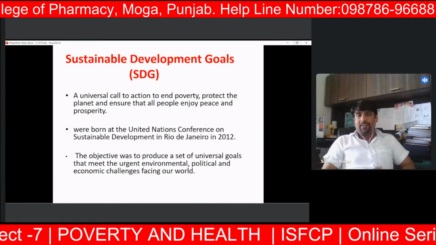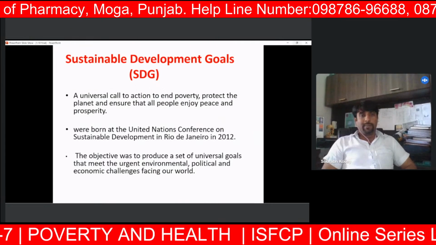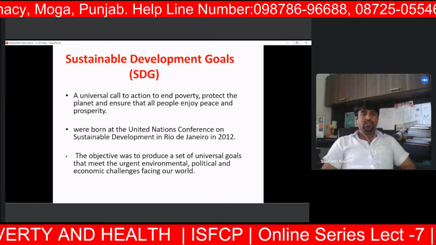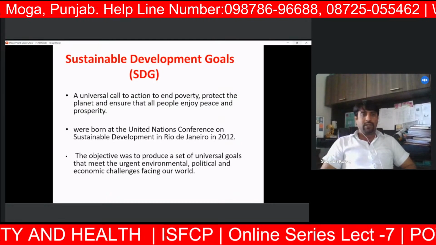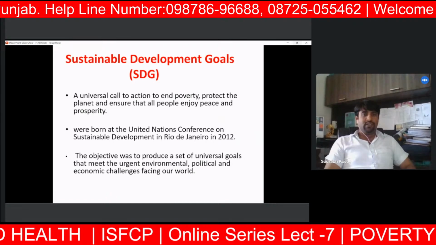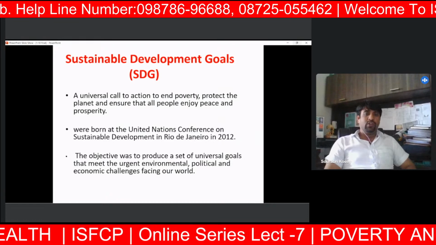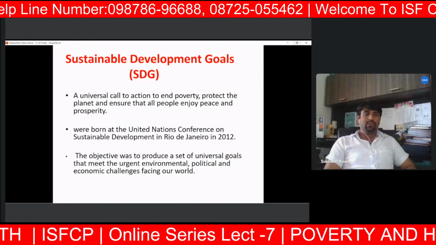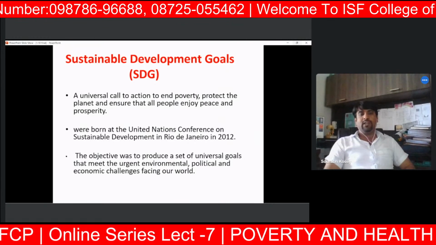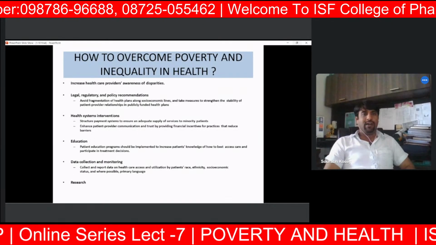And then comes the SDGs, called the Sustainable Development Goals, a universal call to action to end poverty, protect the planet, and ensure that all people enjoy peace and prosperity, which were born at the United Nations Conference on Sustainable Development in Rio de Janeiro in the year 2012. The objective was to produce a set of universal goals that meet the urgent environmental, political, and economic challenges facing our world.